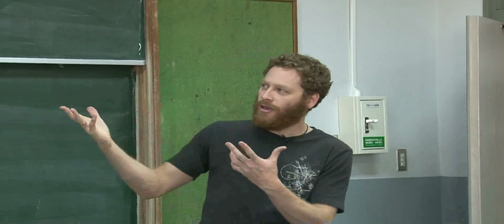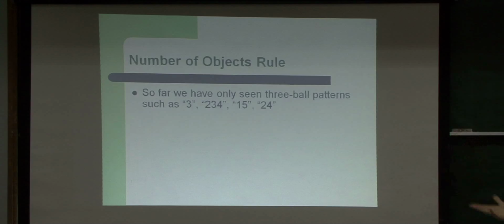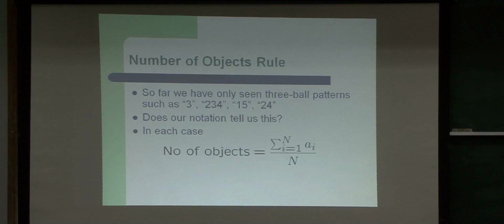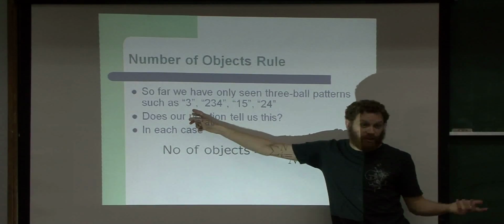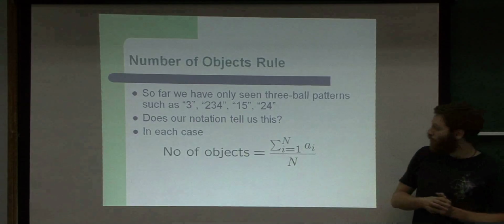Is there something inherent in those numbers that tells me that I need 3 balls to juggle those patterns? Well, it turns out there is, and our notation does tell us this. In each case, if we take the average of the numbers, and this is the rule, the average of these numbers, we always get the number of objects that we're juggling. So let's have a look at this first one. The average of 3 is simply 3. So that's saying we need 3 balls.